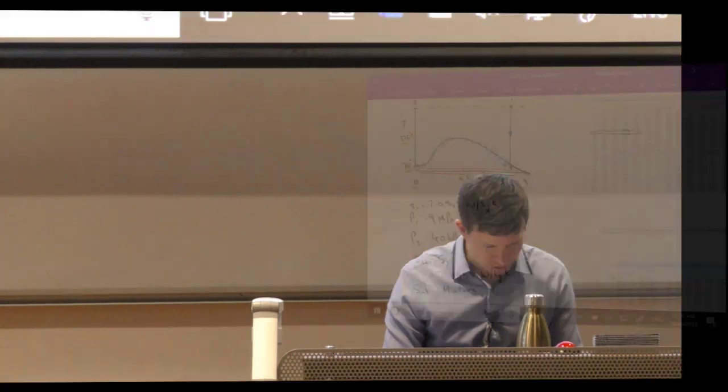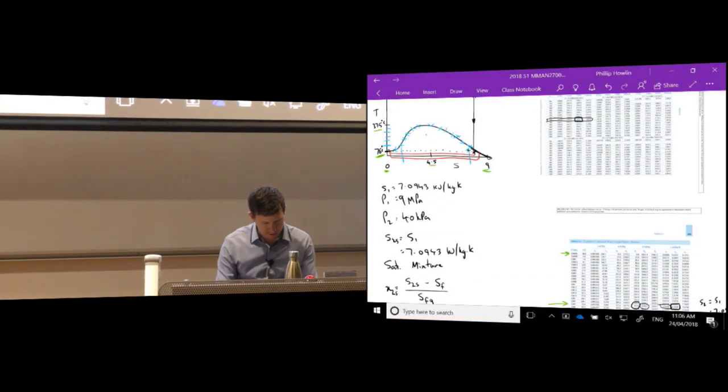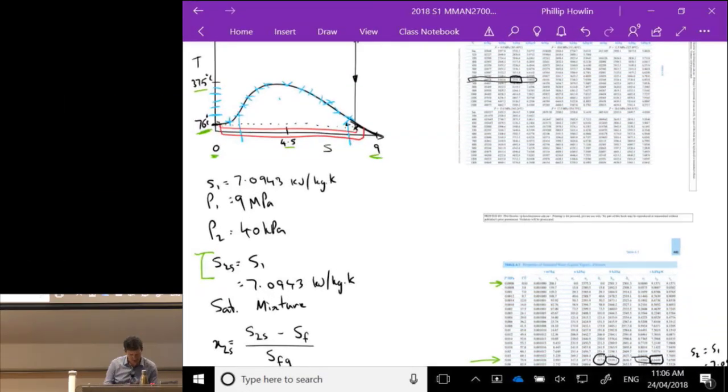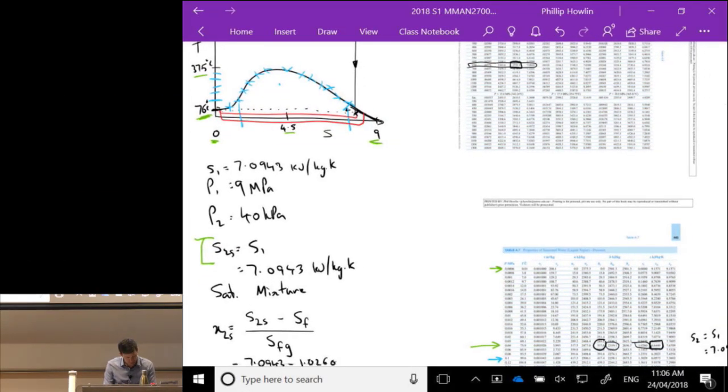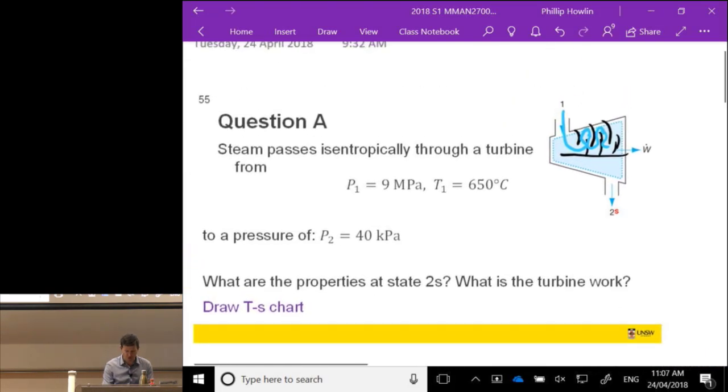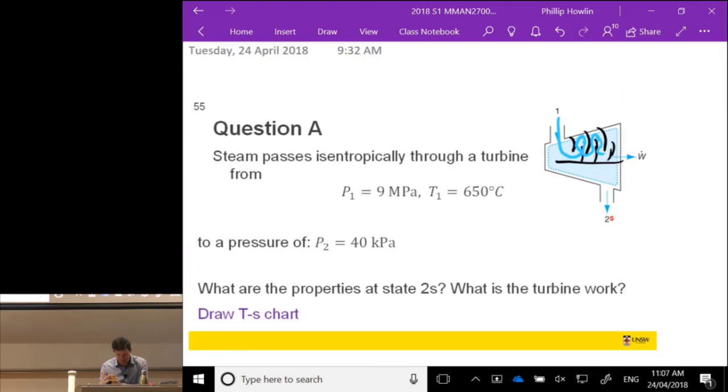One question was, why is this a 2S and not just a 2? So passing from state 1 to state 2, ostensibly, why have I written 2S? This is a really unusually phrased question, and it's related to the fact that I'm just teaching the topic for the first time, so it's kind of a bit tough. But this is our isentropic case. What I wanted to do was ask the isentropic case and then ask the real case. And so for the isentropic case, steam passes isentropically, I had the steam pass from state point 1 to state point 2S. Okay, so that was our isentropic turbine.